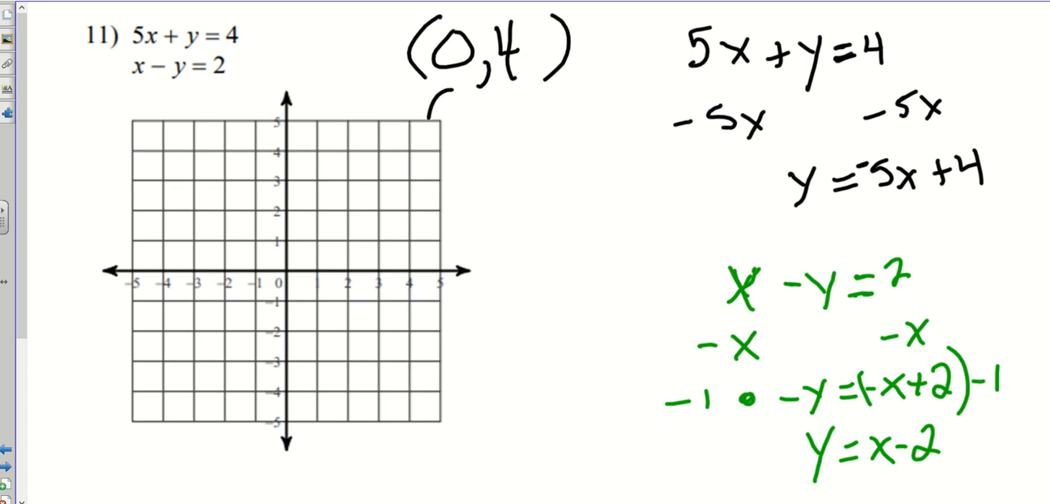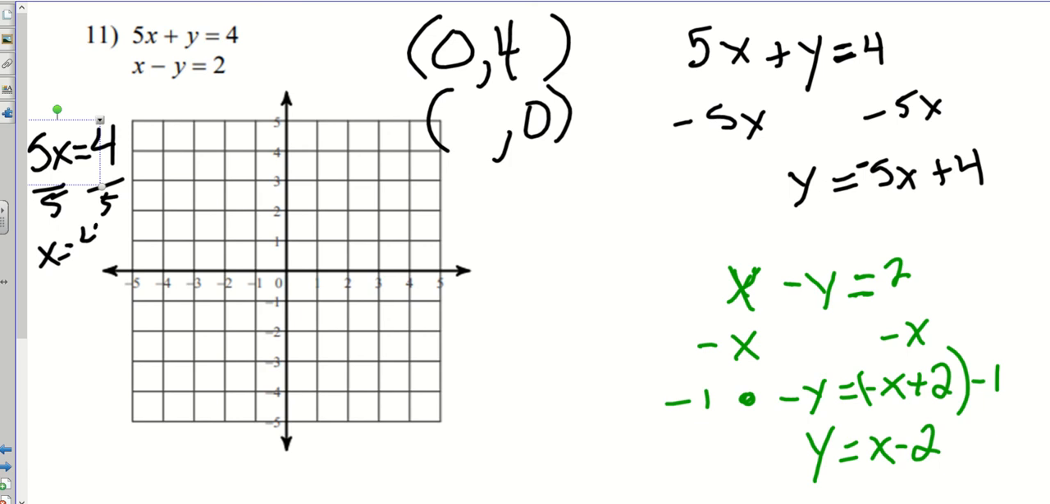To get my second point to draw my line, I'm going to put 0 in for y. If I put 0 in for y, I'm left with 5x equals 4. So to solve for x, I just have to do this one-step equation, divide by 5, and x equals 4/5. So I have 2 points. I can graph a line.